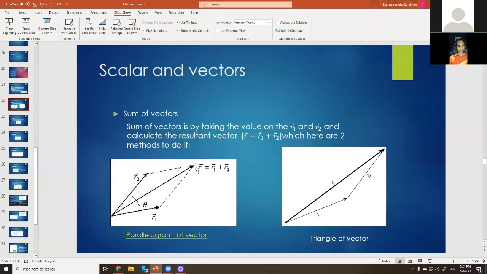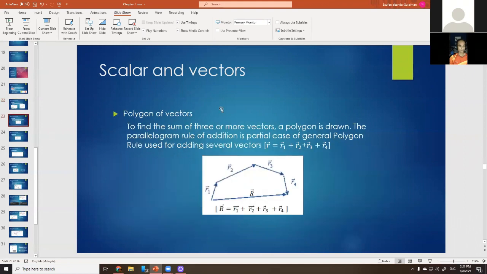So going back to the PowerPoint, you can see that the sum of vectors is A plus B. When you put A at one point and B at the other, head to the tail, you get the sum of the vectors. A polygon of vectors is when you have a lot of vectors: R1 plus R2 plus R3 plus R4. The whole thing, R over here, is the sum of vectors R1, R2, R3, and R4.